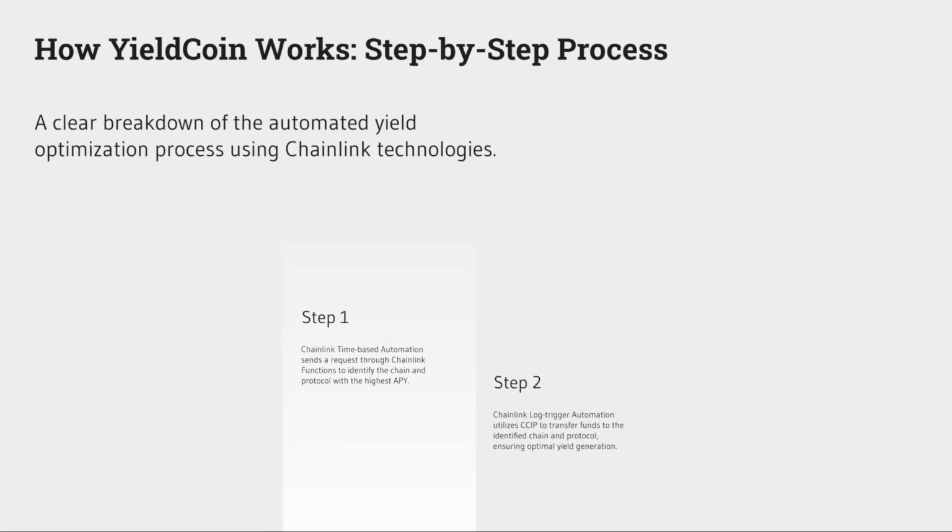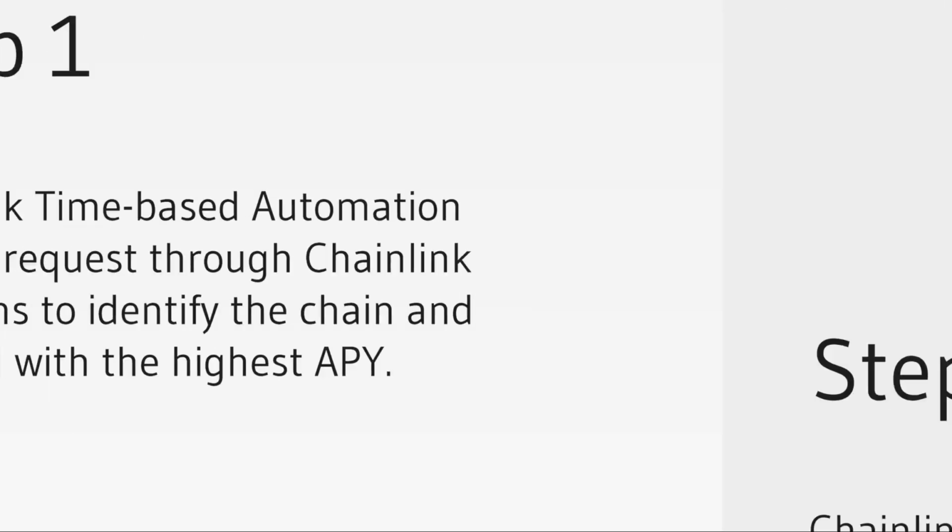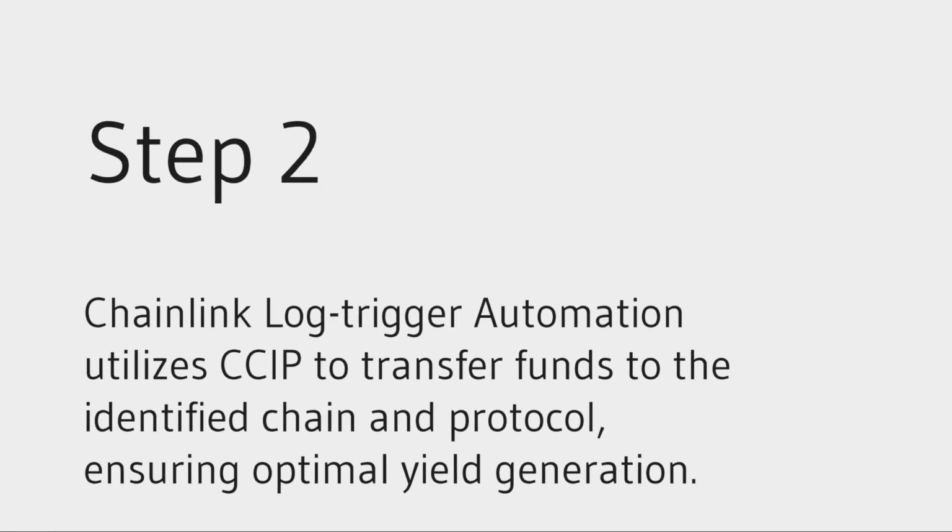So how does it work? There are two simple steps to this process. First, Chainlink time-based automation sends a request through Chainlink functions to fetch the chain and protocol with the highest APY. Next, Chainlink log trigger automation uses CCIP to move funds to where it can earn the most yield, based on the fulfilled Chainlink function's request.